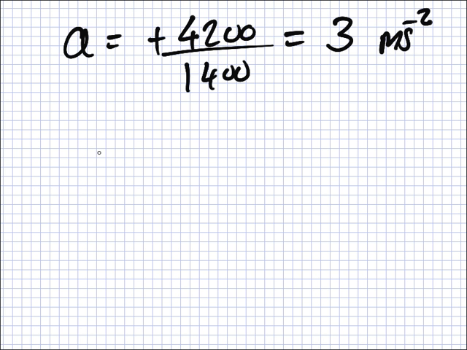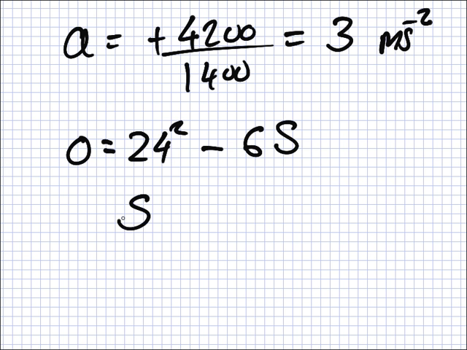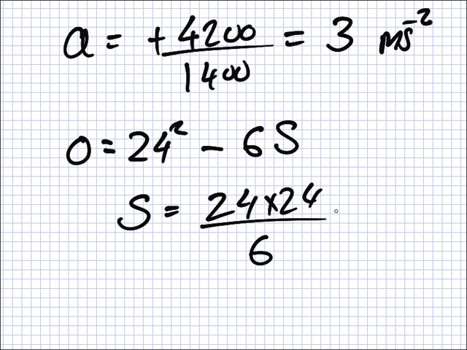Right. B. How do I get the S here? What, U T? No, we don't know the T, do we? V squared equals U squared plus 2AS. Oh, that's it, isn't it? So 24 times 24 over 6, what's that, 96 meters. Good.